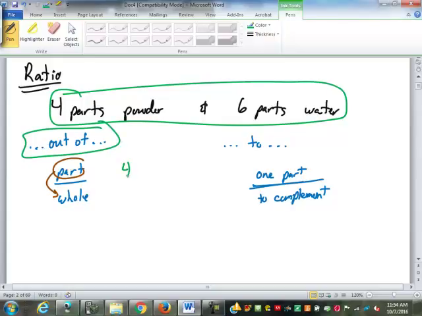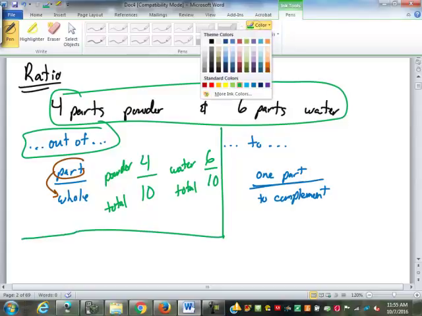I could have 4 parts for the powder. Here. 4 parts to total parts. How many total parts would there be? 10, right? 4 plus 6. So the ratio of powder to total is 4 out of 10. Or I could create the ratio of water to total, which would be 6 out of 10.